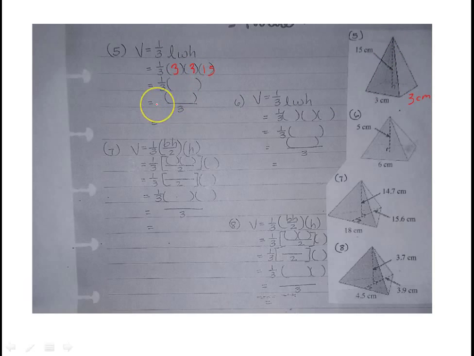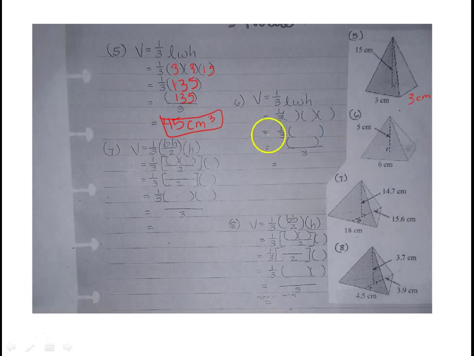So you have 3 times 3 times 15, which is 135. And 1/3 times 135 is the same as saying 135 divided by 3. And that's what you do. You put 135 divided by 3, and that gives you 45. So the volume of that pyramid is 45 centimeters cubed. Volume's always cubed.